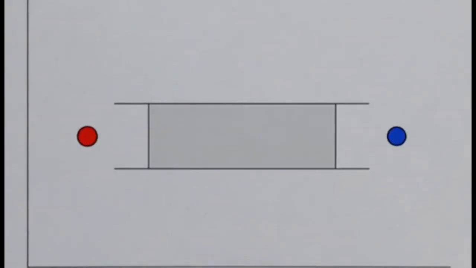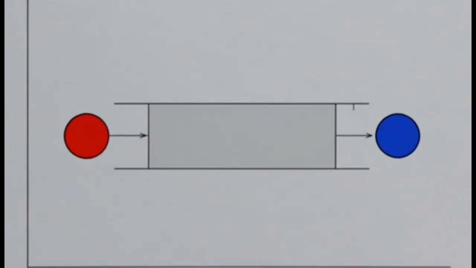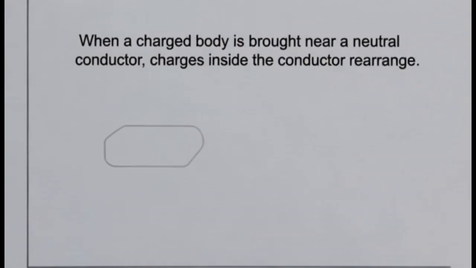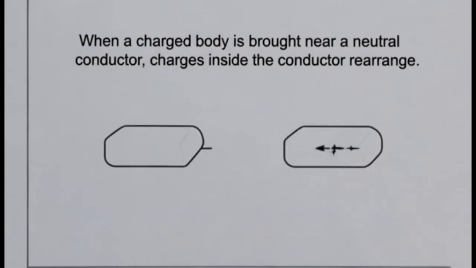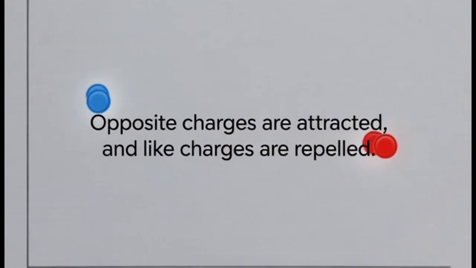conductor. Electrostatic induction is like when you rub a balloon and it sticks to a wall. The wall's electrons shift, creating opposite charges that attract. When a charged body is brought near a neutral conductor, charges inside the conductor rearrange. Opposite charges are attracted, and like charges are repelled.